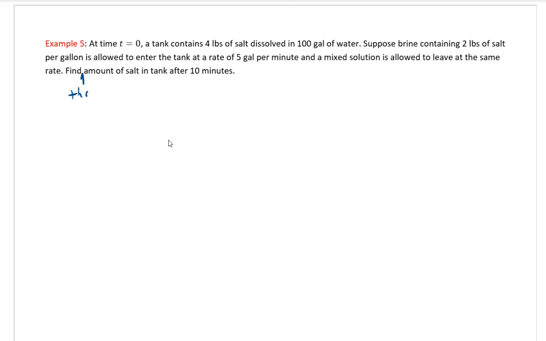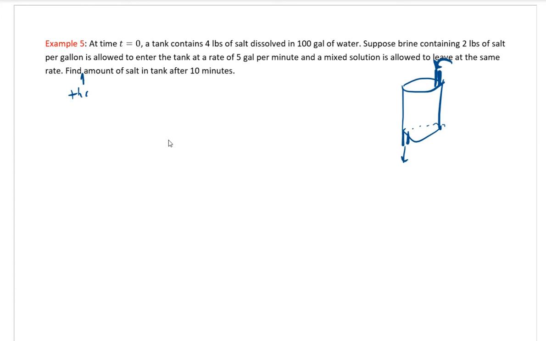Alright, so you could think about this like, I usually think about a tank like a cylinder, and say we have some brine that's going into the tank, and then we also have a funnel going out of the tank. So going into the tank, it's containing 2 pounds of salt per gallon at a rate of 5 gallons per minute, and then the mixed solution is allowed to leave at the same rate. Notice that we don't know how much salt is really leaving. All we know is how much is going in, but not necessarily how much is going out.